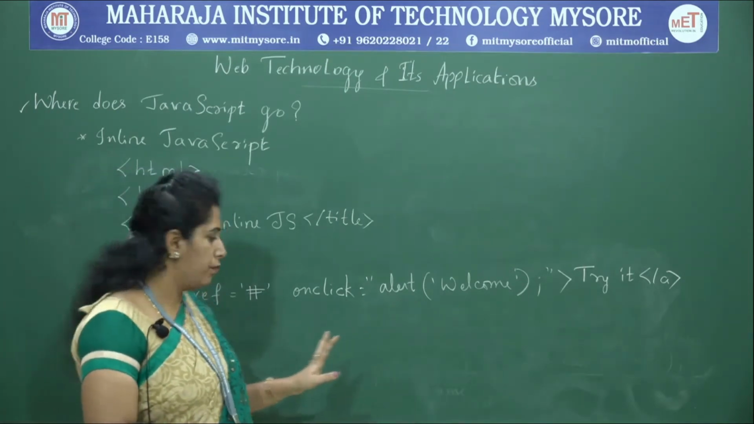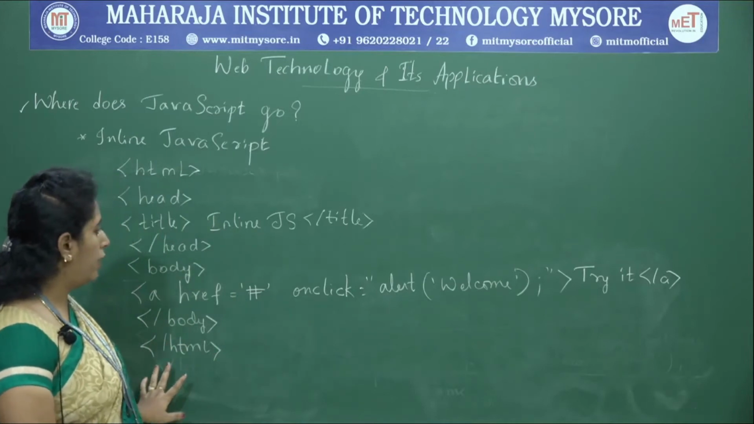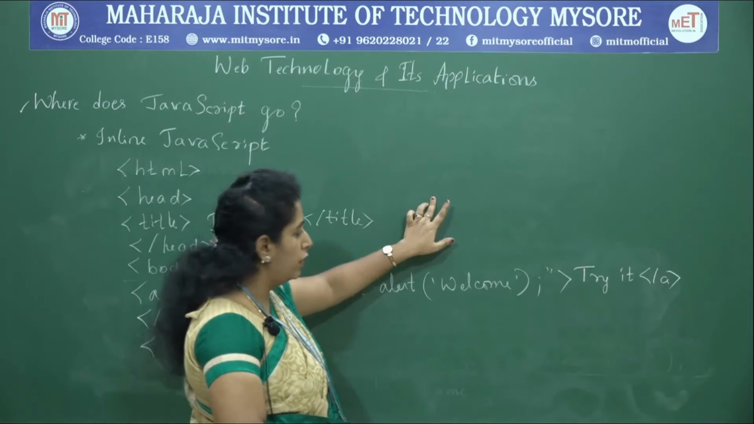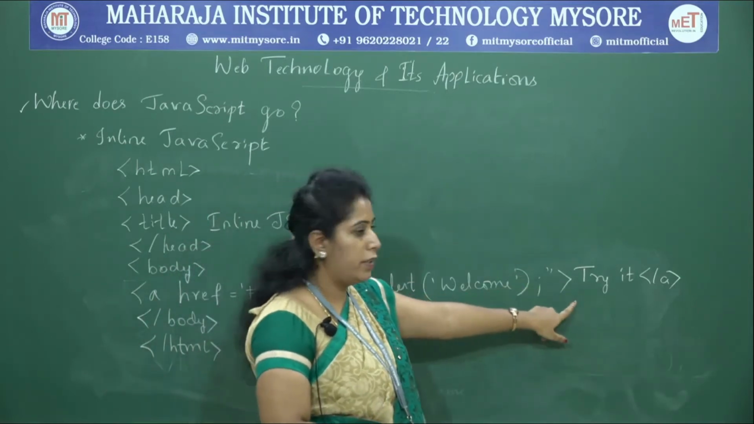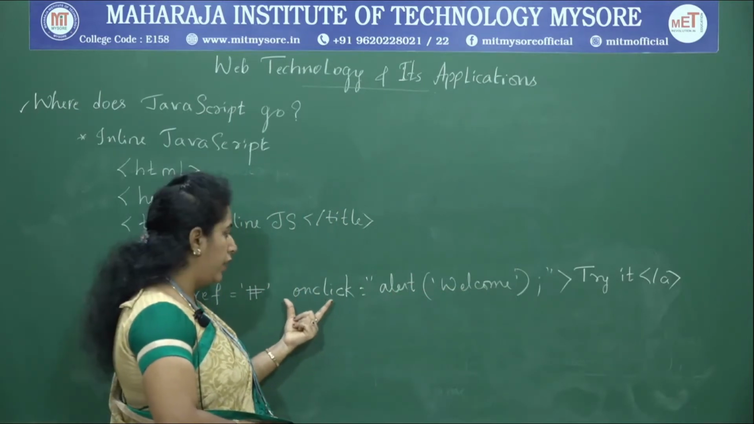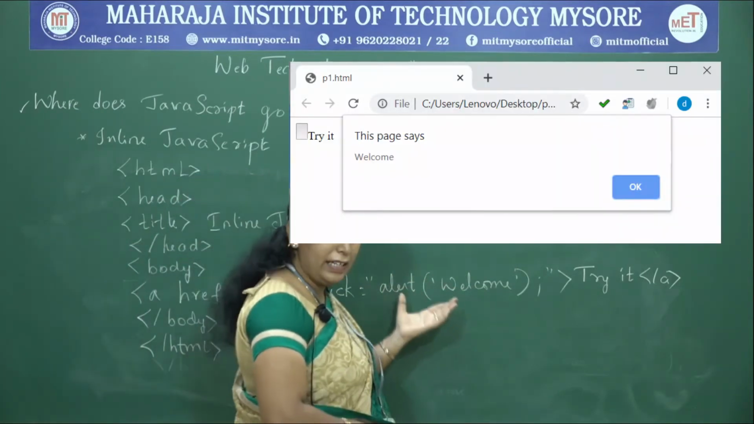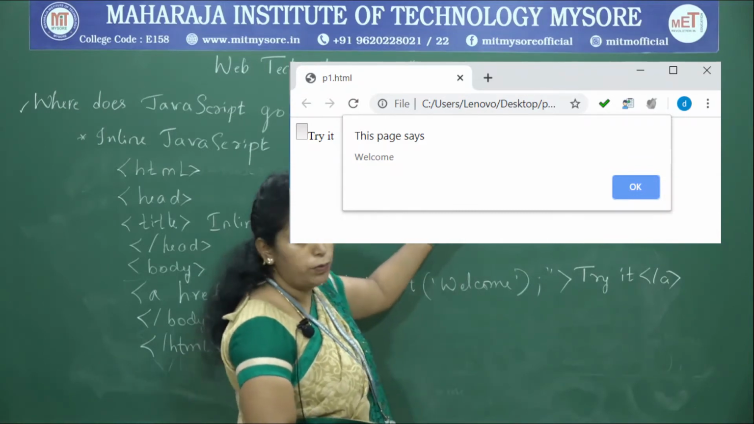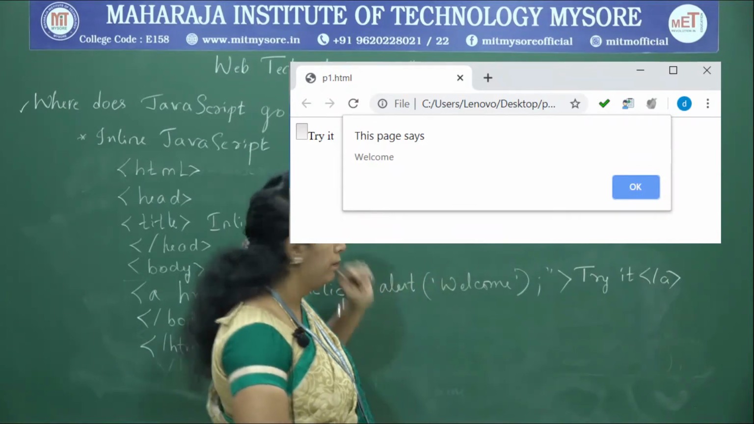Now when you run this program, you can look into the output, how it is going to display. You click on the try it. When you click on the try it, onclick gets activated. There it is going to alert a message, welcome. You can notice the output, how it is going to display.